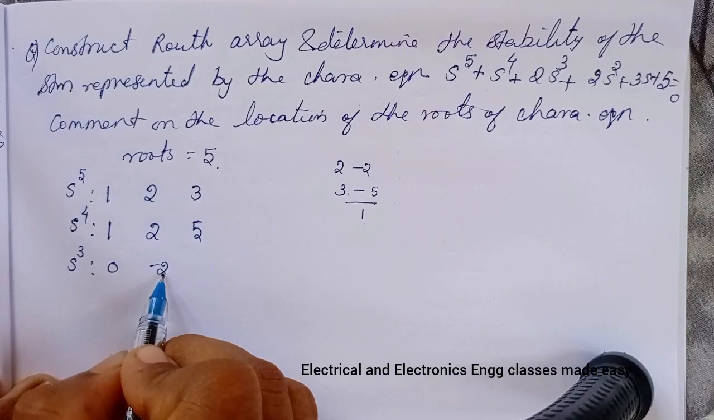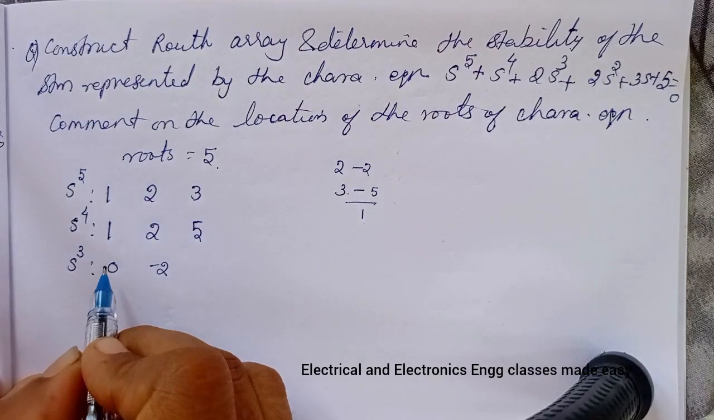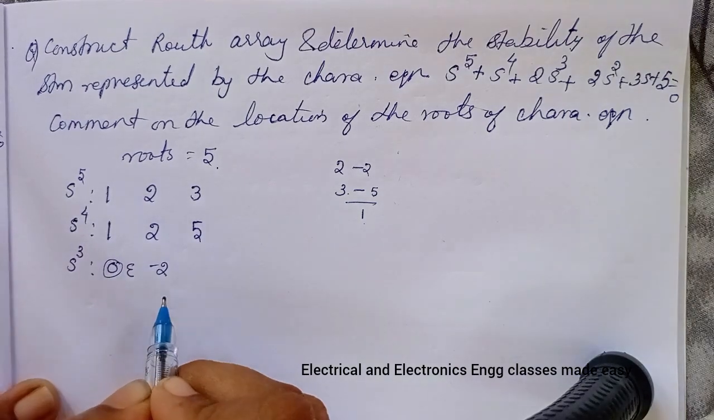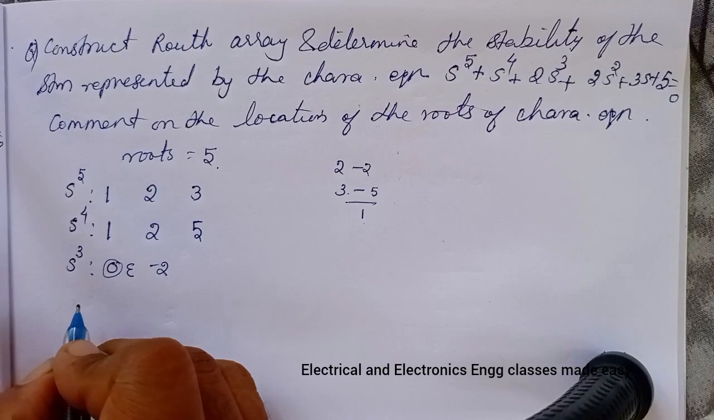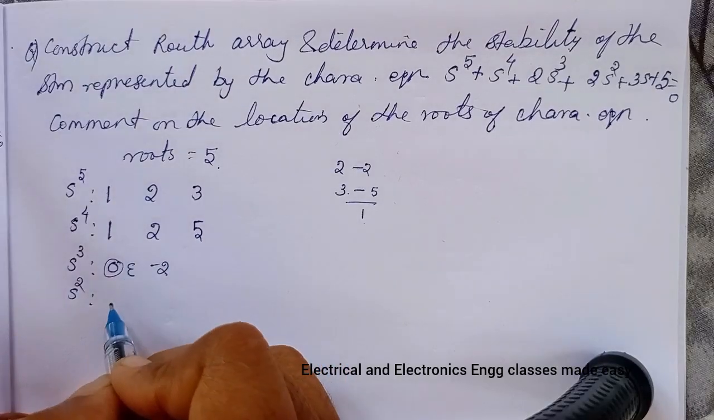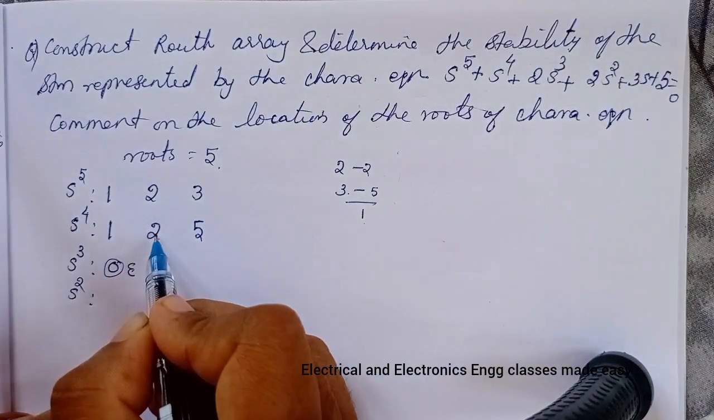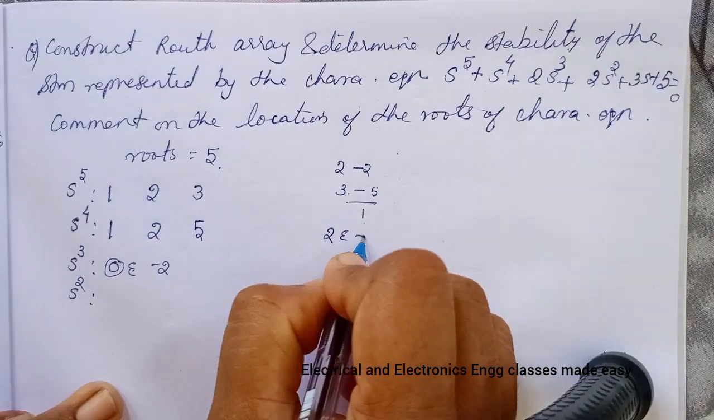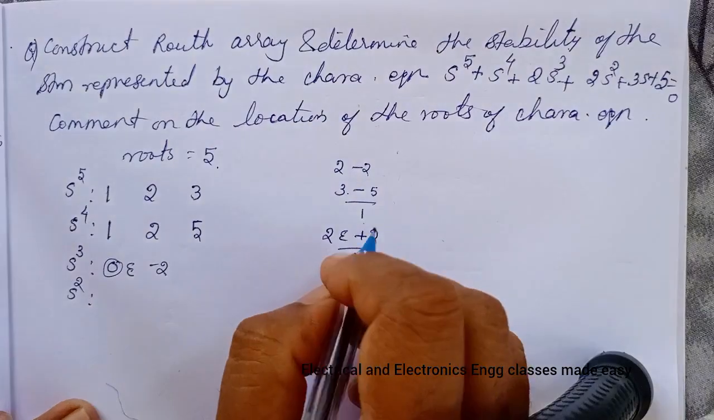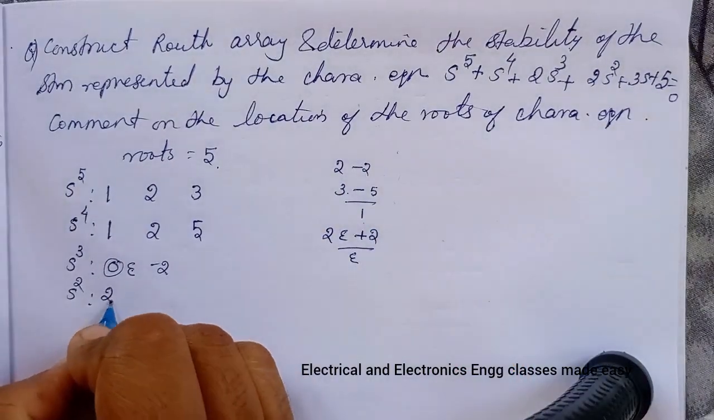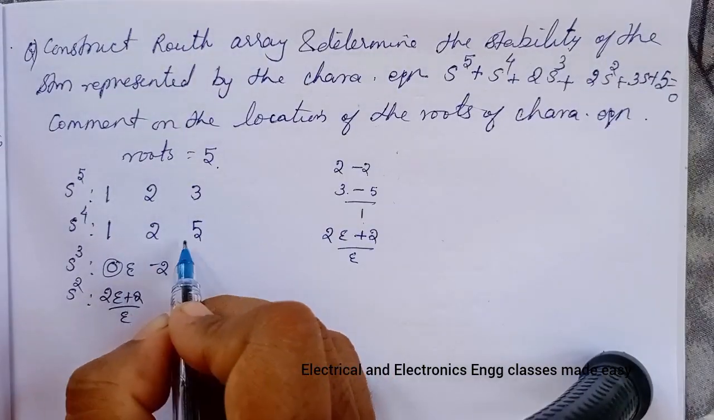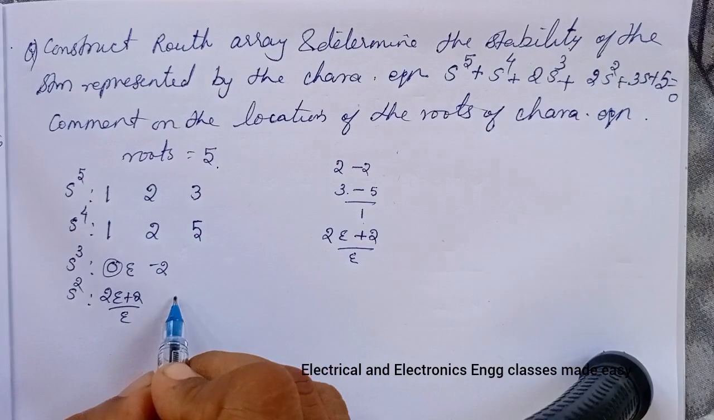So here only the first element is 0. So we can replace this 0 with epsilon. Now construct the next row, that is s square, with this epsilon. So the next element is epsilon into 2, that is 2 epsilon minus 1 into minus 2, that is plus 2, divided by this epsilon. So we can write 2 epsilon plus 2 divided by epsilon. Next is epsilon into 5 minus this, that is we get here 5.